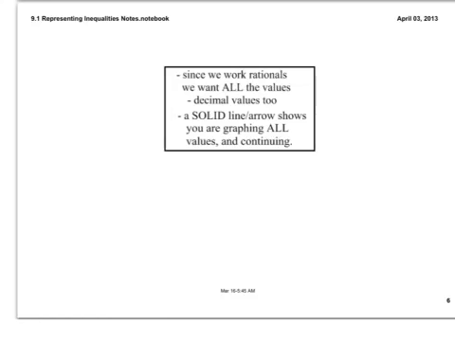So we need to include all decimal values as well. So that's what that solid line or arrow shows you, is that you're graphing 12.1, 13.4, 17.2, all those numbers are included, every decimal possible.